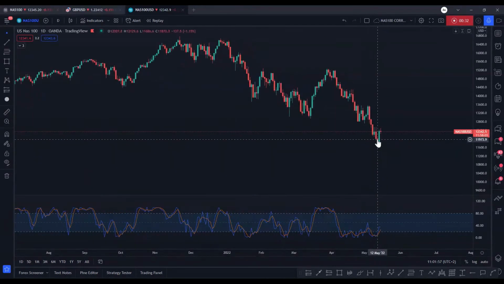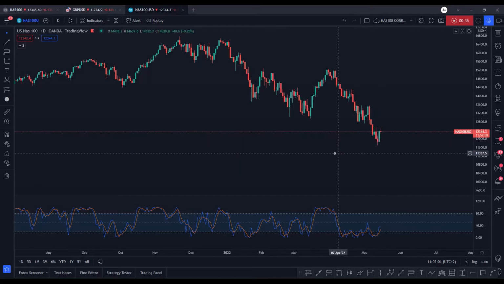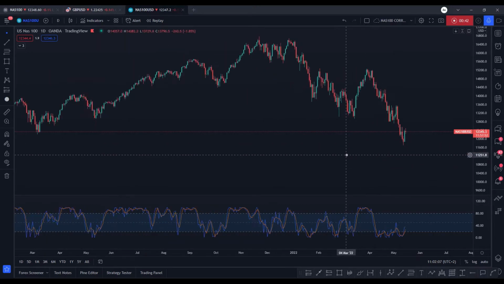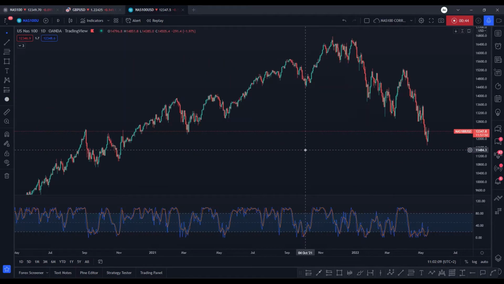As you can see, last week we had one strong engulfing candle forming, which indicated that we are getting some bullish momentum to the upside. Some strong bullish momentum to the upside. And then we're also currently at a very strong level of demand.